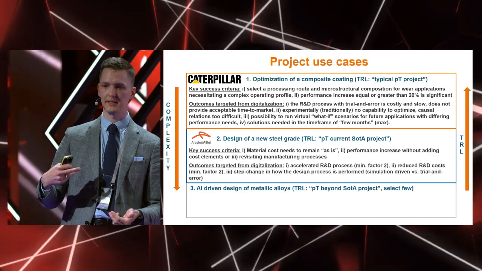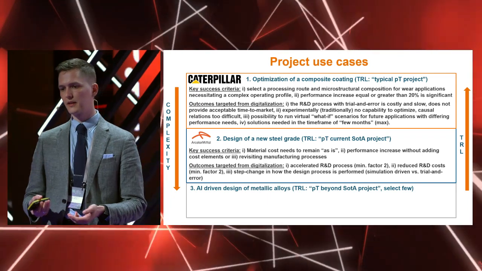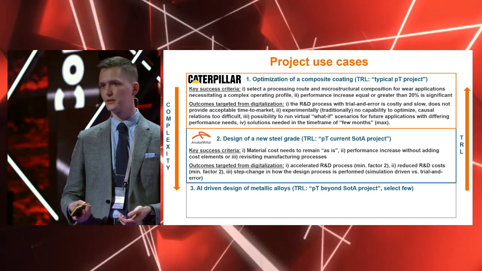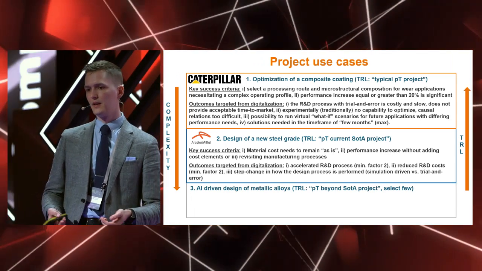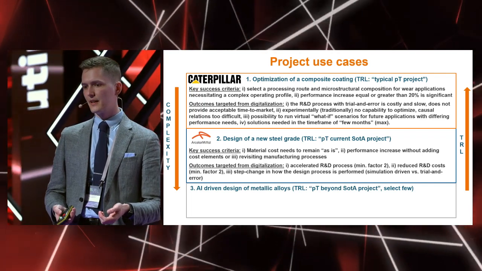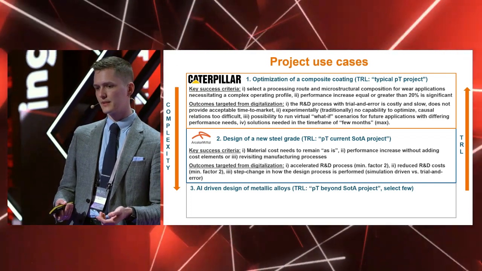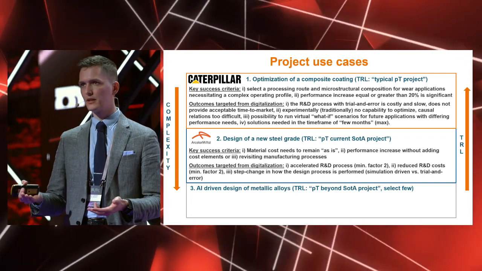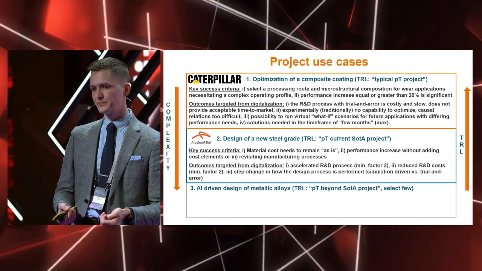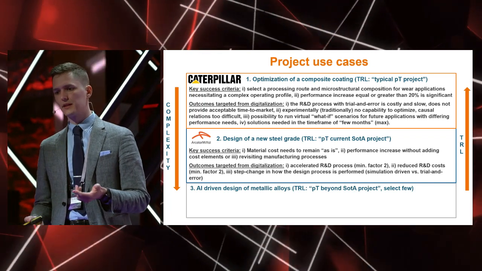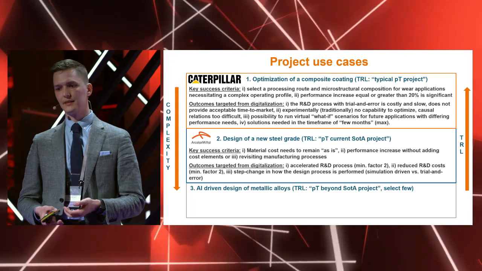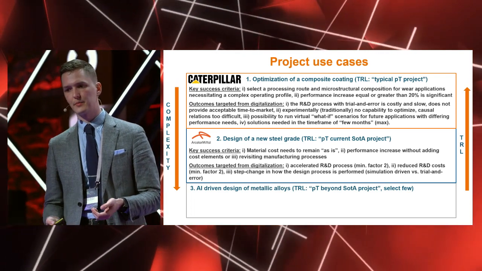If you go up the complexity, there's our current state of the art, which is like to design a new steel grade for ArcelorMittal. Here, the material costs needed to remain as is, and the performance needed to increase, but without changing manufacturing properties significantly. And what we targeted was the accelerated R&D process by about a factor of 2, and the step change in how the design process is performed.